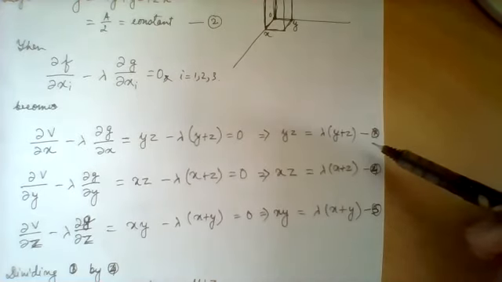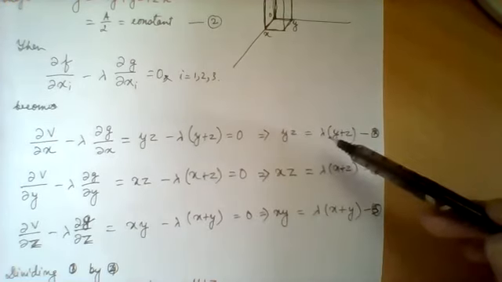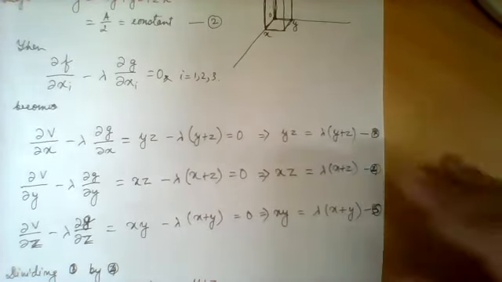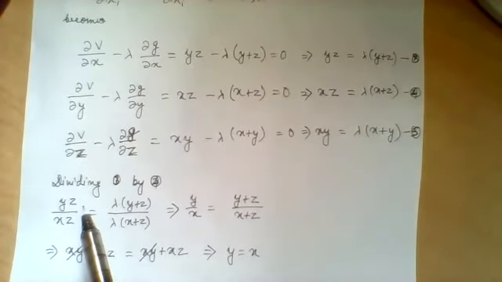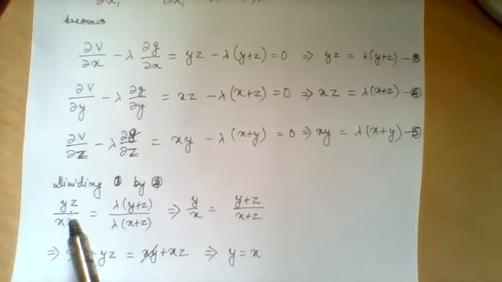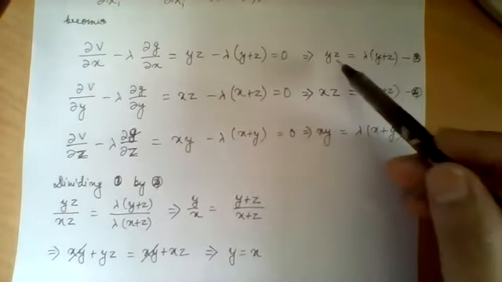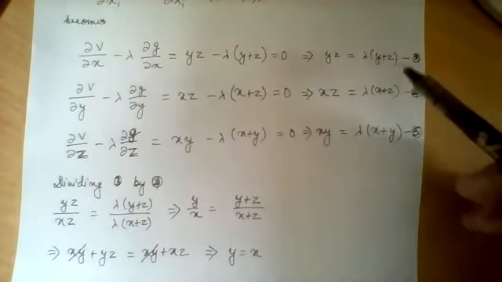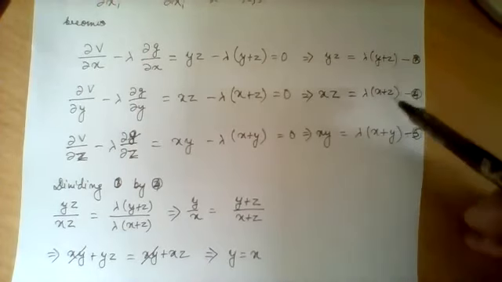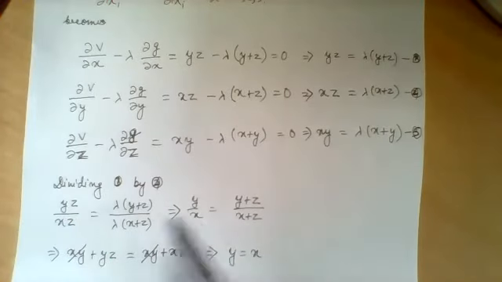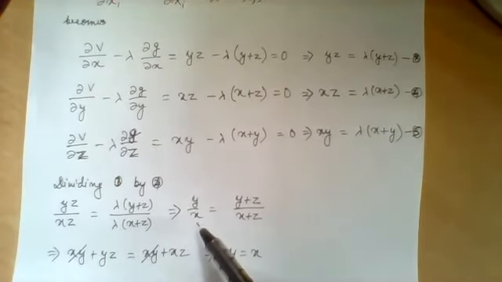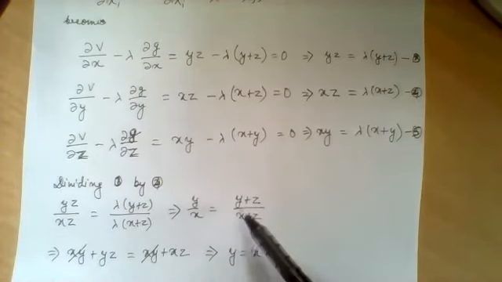If I divide equation number 3 by equation number 4, what do you get? The left hand side is yz divided by xz. The right hand side is lambda times y plus z divided by lambda times x plus z. So z will cancel out, and we get y by x on the left hand side. Lambda will cancel out, and we get y plus z by x plus z.